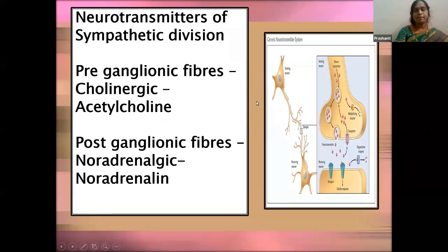So here the preganglionic nerve fibers are cholinergic, and these will release the neurotransmitter acetylcholine. And the postganglionic nerve fibers release noradrenaline. These have the receptors that are noradrenergic. So preganglionic nerve fibers release acetylcholine, and postganglionic nerve fibers release noradrenaline.